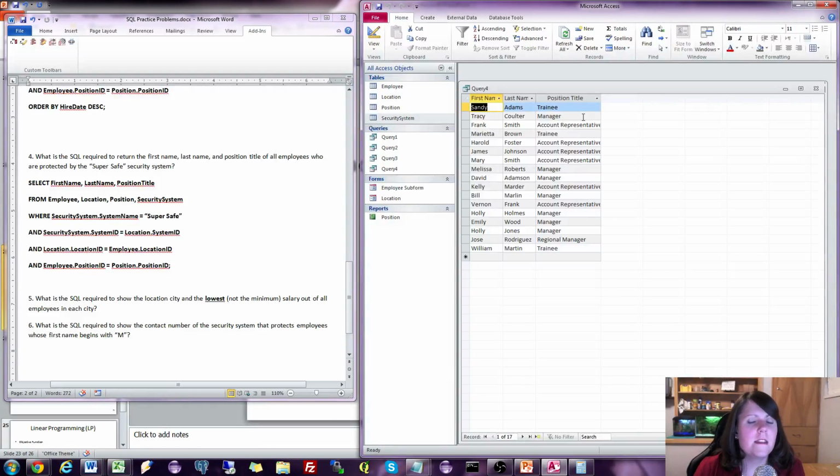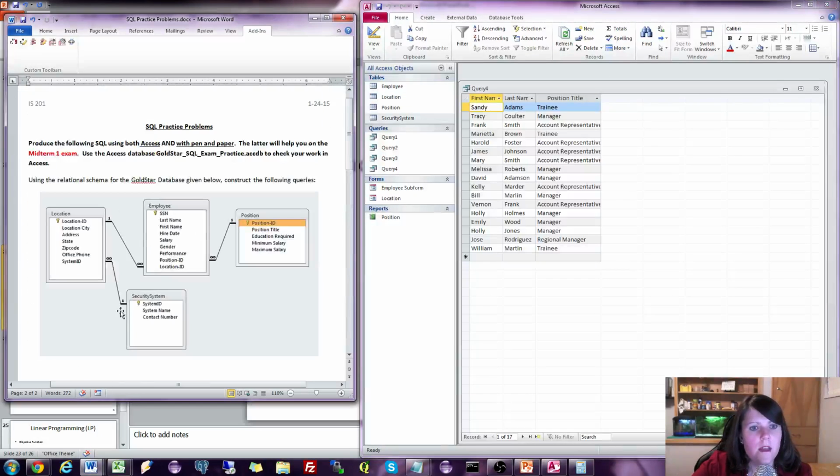And it makes sense if you think about it, because if we look at the diagram, the system is actually connected to a location. A security system can be used at multiple locations. Each location only has one type of security system. All right.